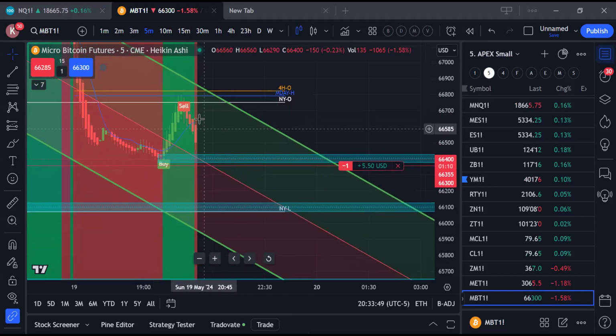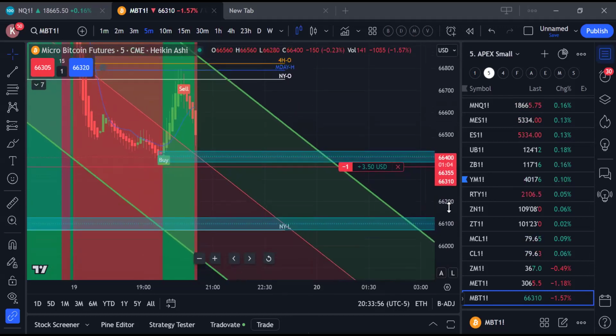Right, we got the sell signal. We got a red candle. The background also turned to red. So we can take the trade. Order filled.